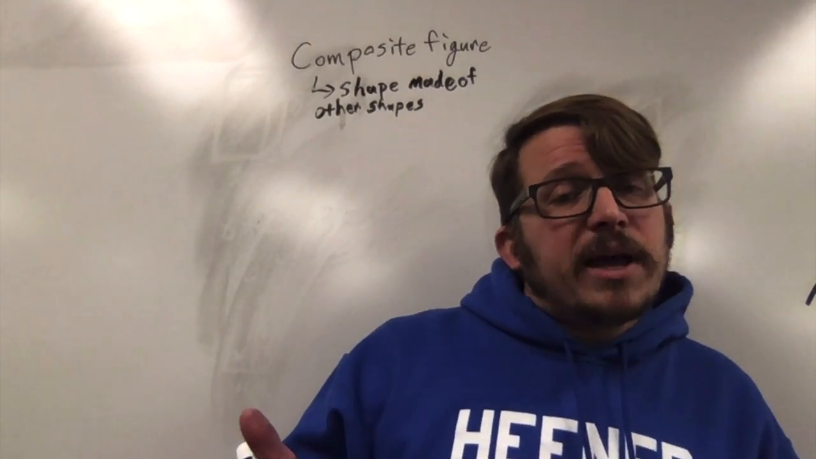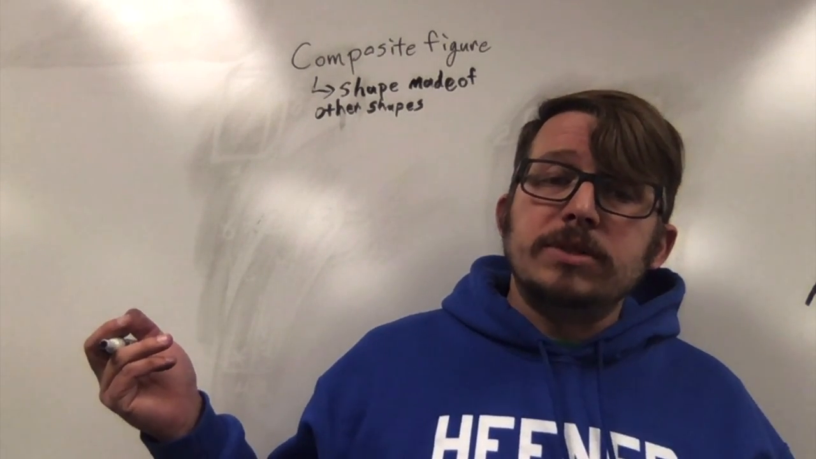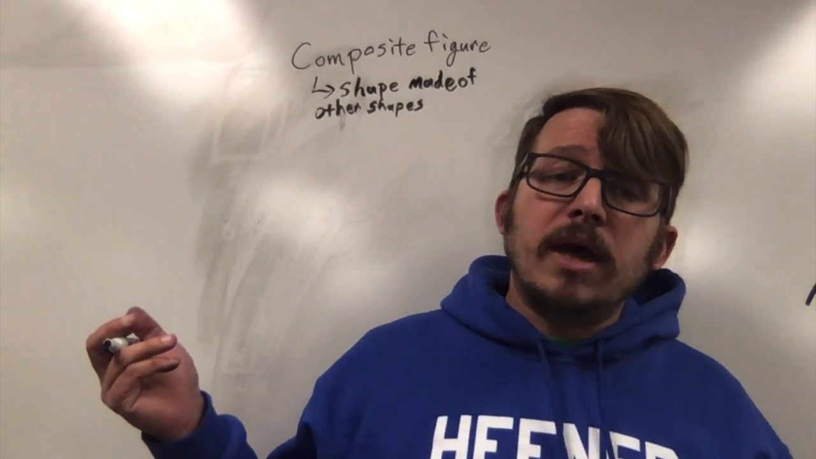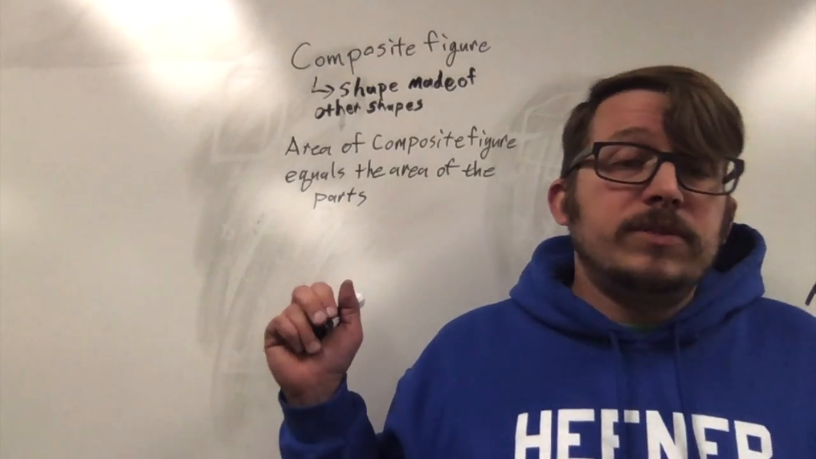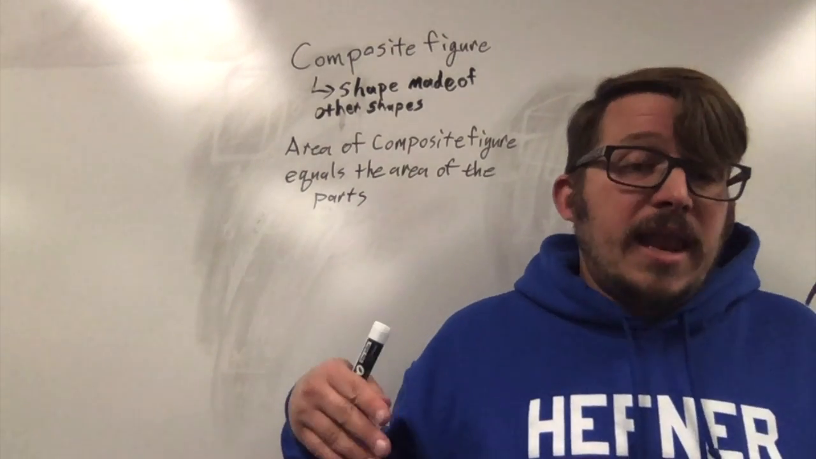So, to settle it all down, when you have a composite figure, it just means you have a shape made up of other shapes. And to find the area of that, you just find the area of the parts and add it back together.